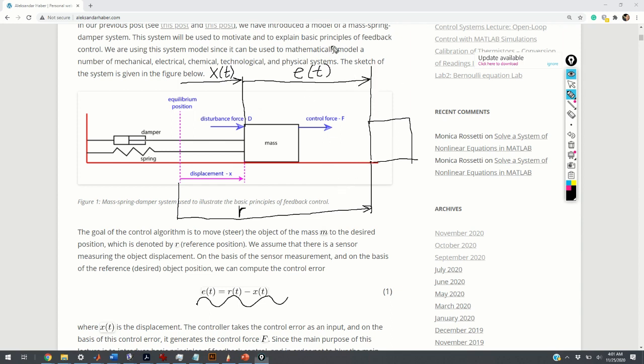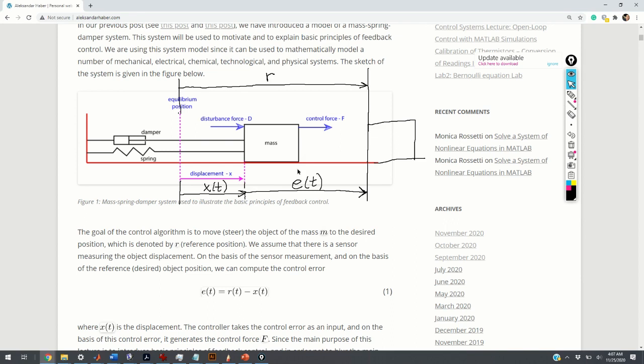So the control algorithm should react on the basis of the value of this error. The control algorithm should take as an input the value of error, and on the basis of this value of error, the control algorithm should be able to generate the control force F that will steer our object from some initial position to the desired position. Obviously, if error is high, this should imply that the control force should be high. Vice versa, if the error value is small, this should imply that the force should be small.